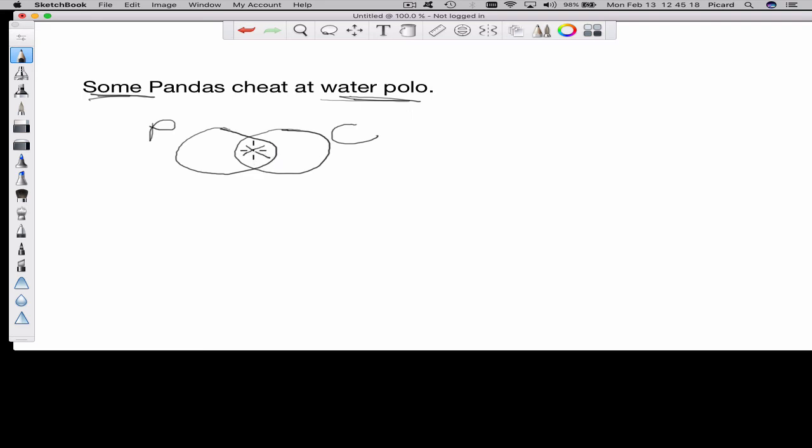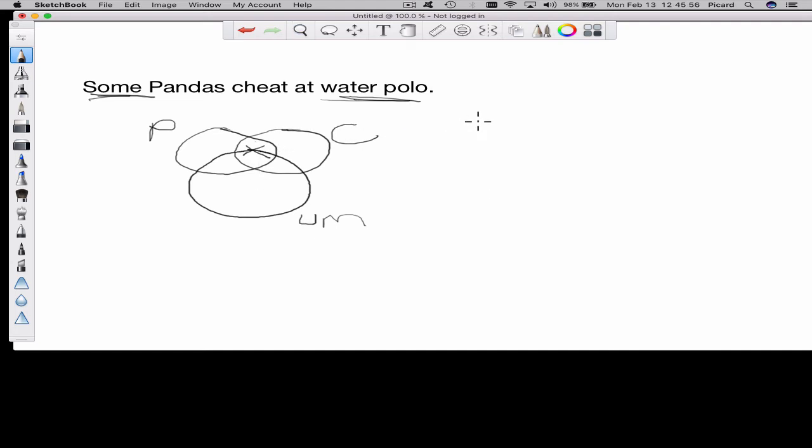Now, if we draw our third circle in here, we don't know what that third category is, and we don't know that the panda that cheats at water polo is or isn't part of whatever that third circle is. Like, say, uses a mop. I go, oh, nobody who cheats at water polo uses a mop. Well, then that would talk about a third category. And I don't know whether the some pandas who cheat at water polo are cheating pandas or cheating pandas who use mops.